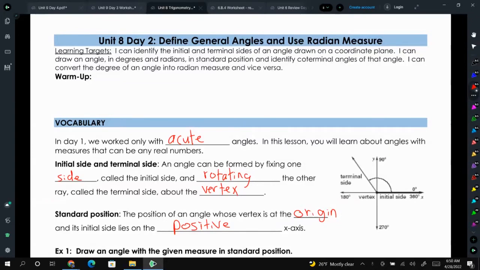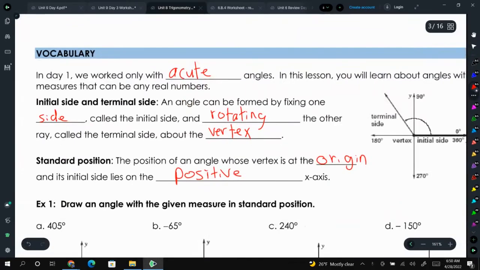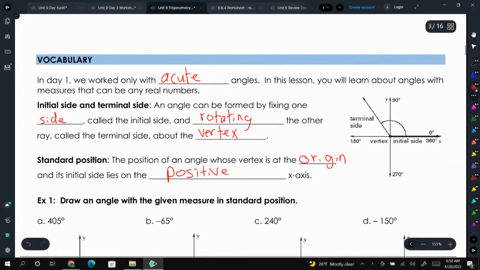Today we're going to talk about angles and radian measure. Yesterday we worked with acute angles, and in this lesson we're going to talk about angles with measures that could be any real number, so positive or negative. We have two parts of an angle: our initial side and what's called our terminal side.